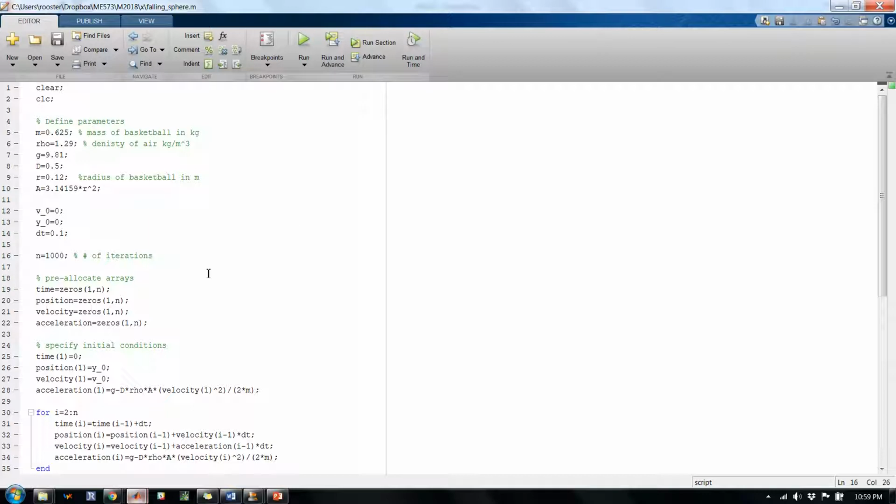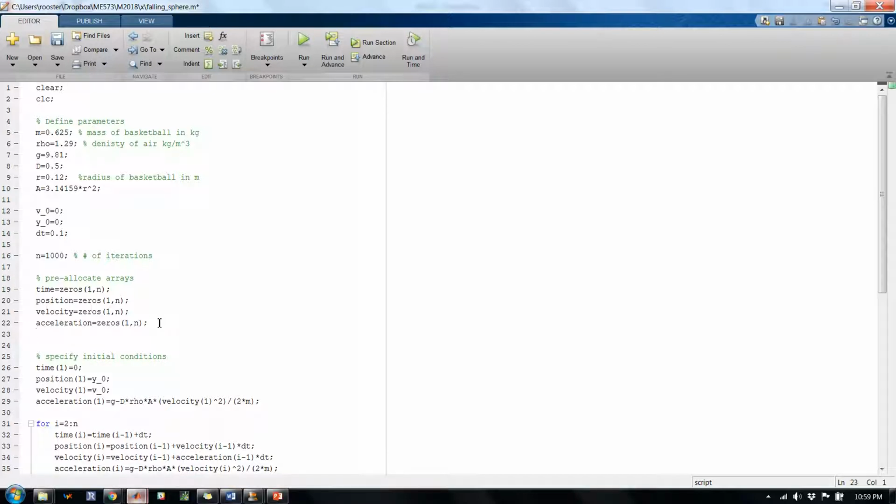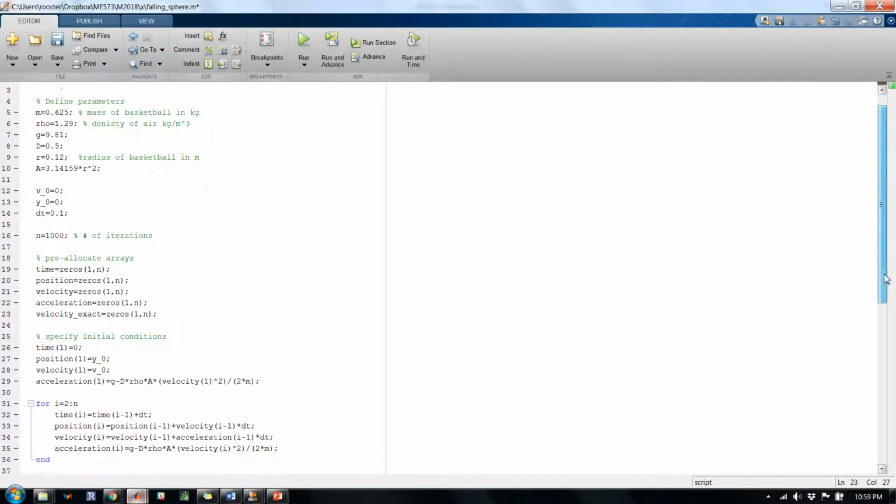All right, so what do we do? Let's go to these pre-allocated arrays, and in the list, I'm going to add another one. I'm going to call this velocity underscore exact. And this is going to be another array of the same size we've been creating. We want n, where n is some number of iterations we've indicated here. We want it to be the same size as the other arrays because we want to make a comparison.